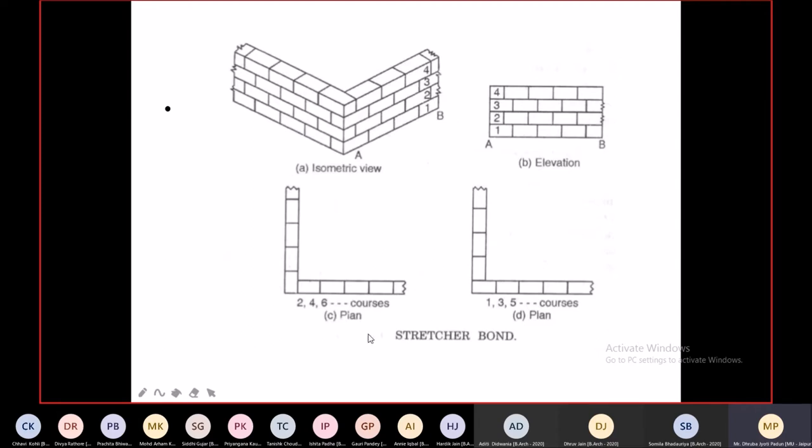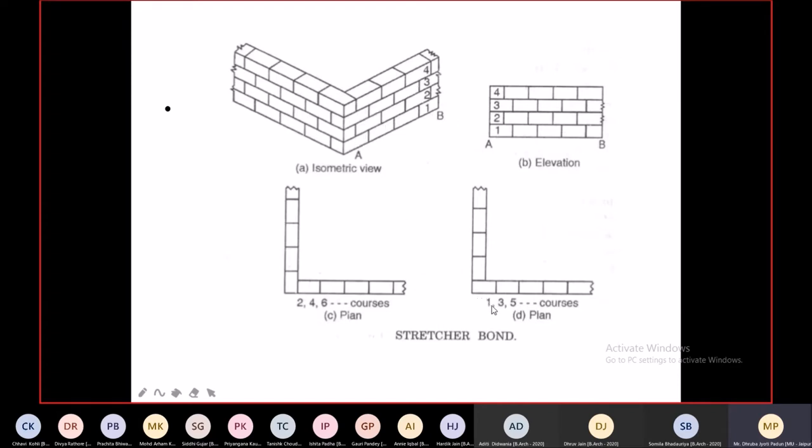If you see, we have two plans, plan one and plan two. In this particular plan, we have the plans of courses 1, 3, and 5. And in this particular plan, we have courses 2, 4, 6. This becomes course 1, then this becomes course 2, then this becomes course 3, then course 4. Course means the layer, right? This is layer number 1, this is layer number 2, layer number 3, layer number 4. The plan of layer number 1 and layer number 3 would be the same plan.